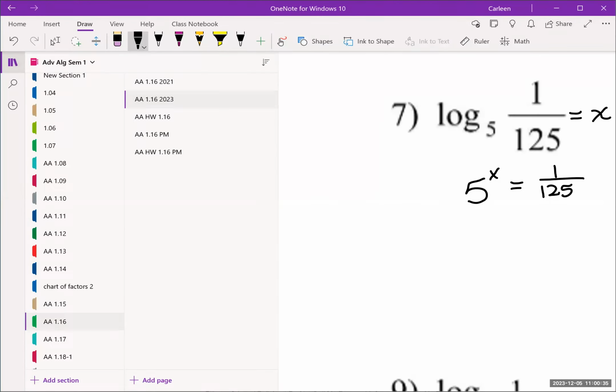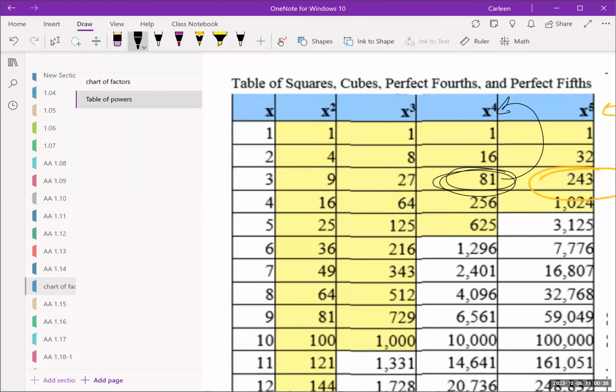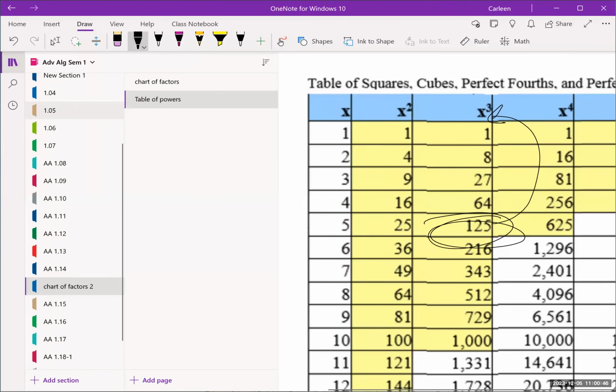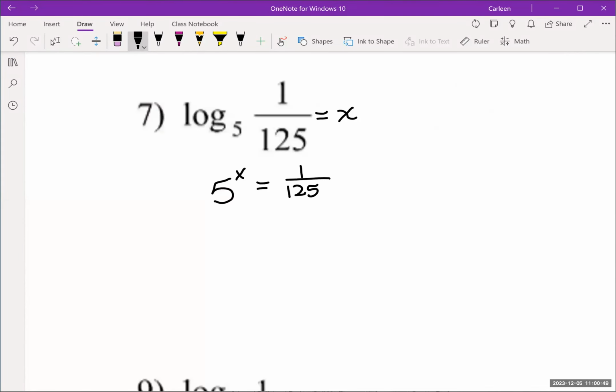Awesome. Okay, chart of powers. 125 is 5 cubed. Which is 1 over 5 cubed. What is my next step? Cross the line, change the sign. Goes up. 5 to the x equals 5 to the negative 3.